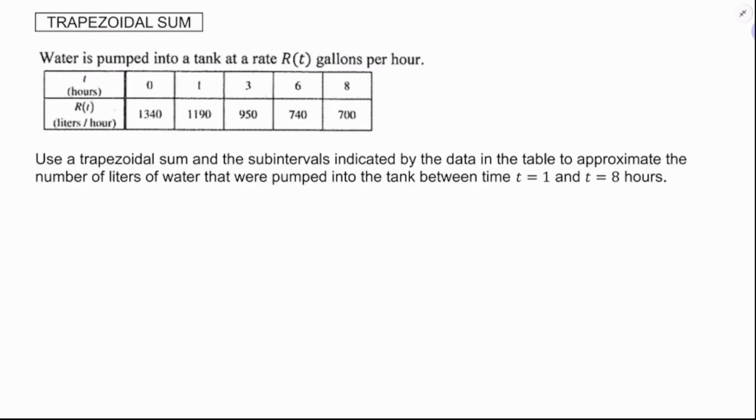So if we are using a trapezoidal sum and subintervals indicated by the data in the table to approximate the number of liters of water that are pumped into the tank between t equals 1 and t equals 8 hours, what we're going to do is start with our widths. That's what I would recommend doing. So this one has a width of 1.